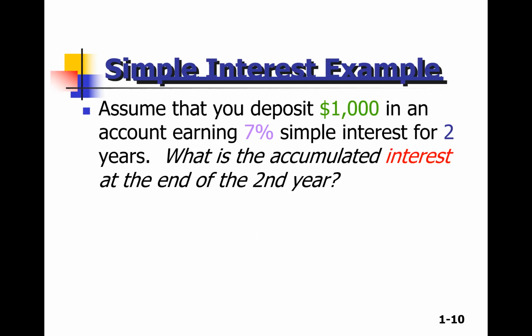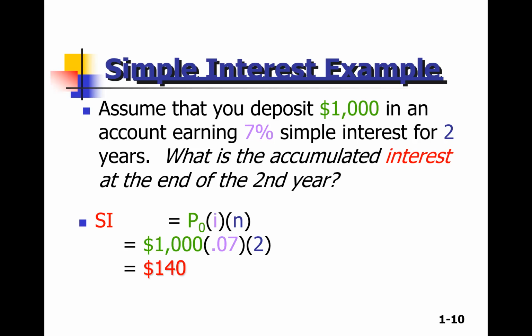So here is an example that you deposit 1000 in an account, like you went to bank and you said, I have $1,000 and I want to invest in some earning opportunity. The bank told you that we will pay you 7% simple interest for 2 years. Like if you want to invest your $1,000, give us $1,000 today, and we will pay you 7% each year for 2 years. So what is the total interest at the end of 2 years?